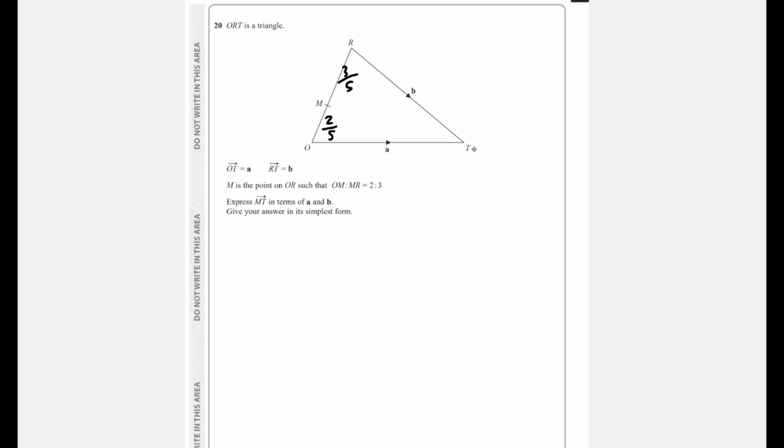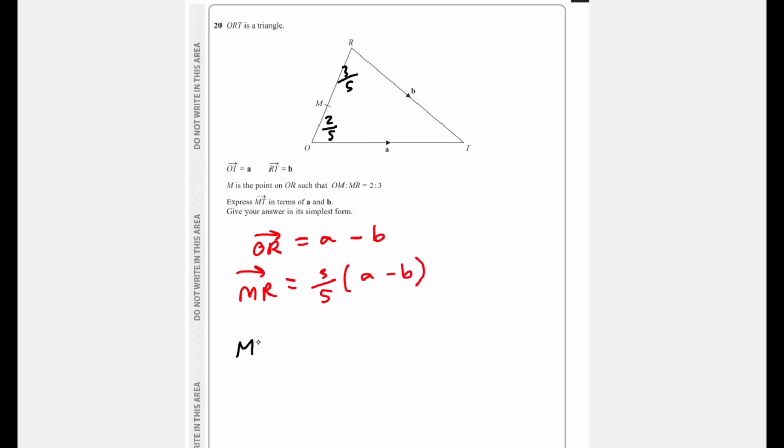So I want to go from M to T. I'll start by going O to R. So to get from O to R, I go along A, and then backwards along B. So A minus B. So M to R is 3/5 of O to R. So 3/5 of A minus B.